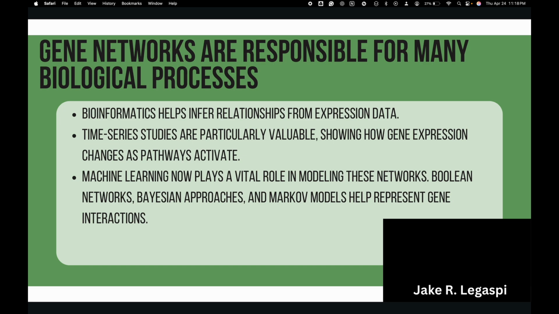Machine learning now plays a vital role in modeling these networks. Boolean networks, Bayesian approaches, and Markov models help represent gene interactions. With so many biological entities potentially involved, selecting the right features becomes critical for accurate modeling. Understanding these complex networks ultimately brings us closer to understanding and treating disease.